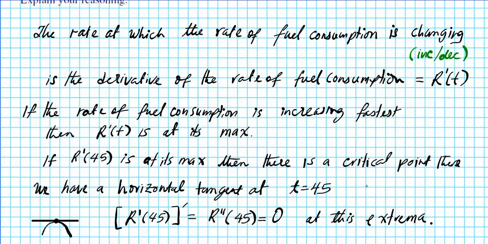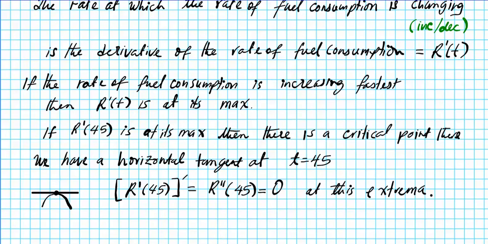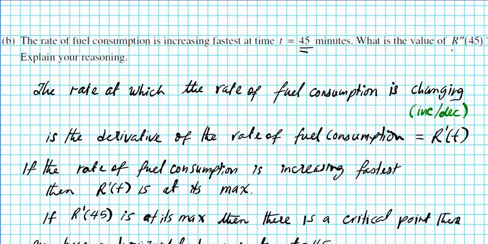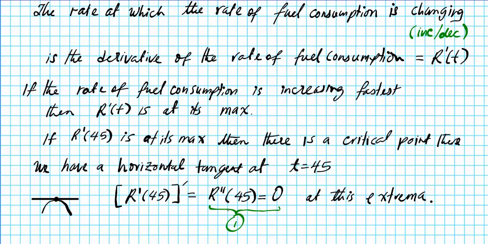Okay, so in order to get full credit, you have to do two things. First of all, you want to state that r double prime of 45 is equal to 0. That's the answer, because the question asked you for the value of r double prime of 45. Okay, and you get 1 point for stating this, and also you get another point for your explanation.